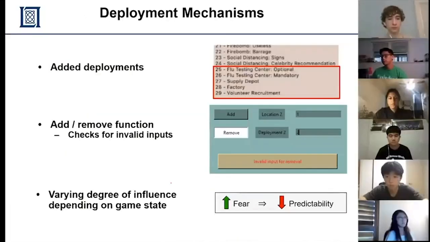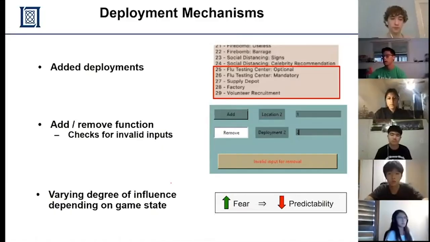We also added some functionalities to the deployments in the game. So we added 5 new deployments listed at the bottom of the first picture here. We thought we would add more deployments so that it would model the real world better, where the decision makers have more deployments to use. We can also add and remove deployments, shown in the second picture. And with that, we created an input validation sequence so that the user can't remove any invalid deployments or non-existing deployments.